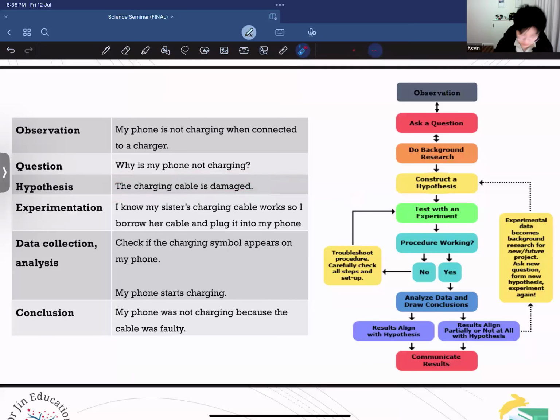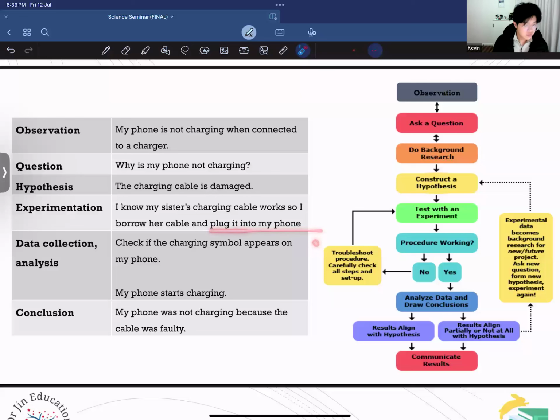Now, I did my hypothesis. Now I have to test it with an experiment. So how do I test it? Well, since I use the same phone as my sister, and I know she charged her phone last night, what I'm going to do is go steal her cable. I'm going to steal her charging cable and then plug it into my phone and see if that works.